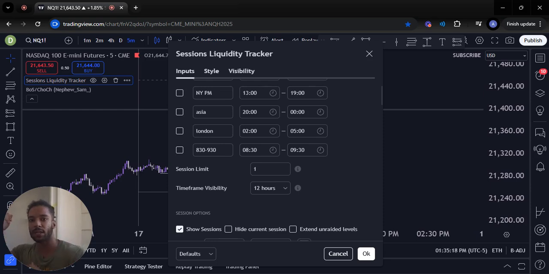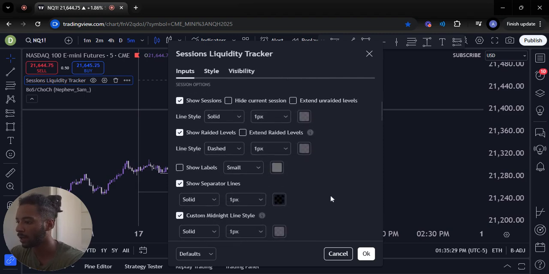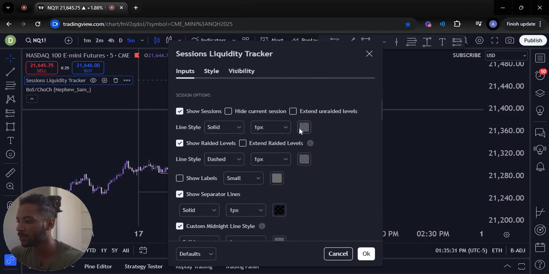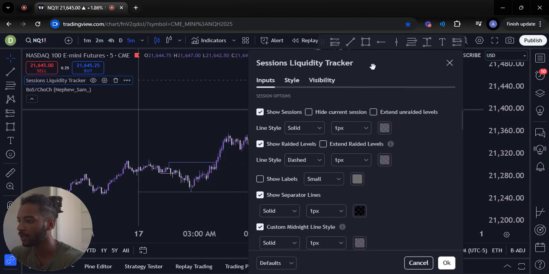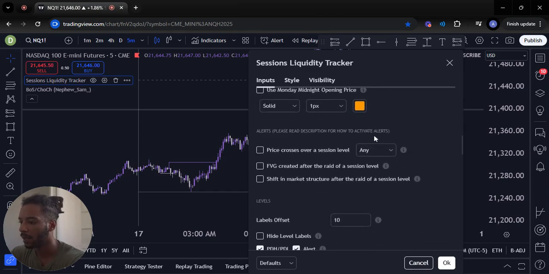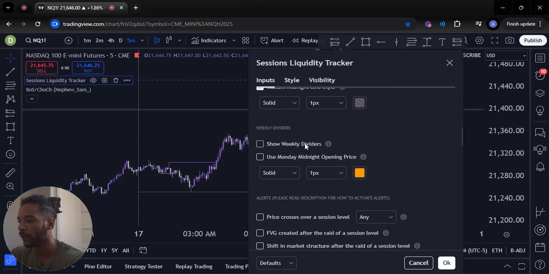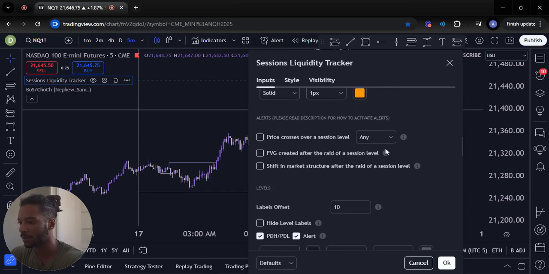Previous day high, previous day low. What am I trying to say? Pre-market high, pre-market low, things like that. I also will mark out, like you can show the sessions, you can show the rated levels, right? That's why I changed it to dashed, right? You can change it to dashed, but obviously you can change the colors, things like that. You can do weekly dividers, daily dividers.